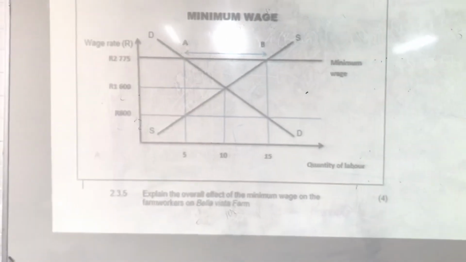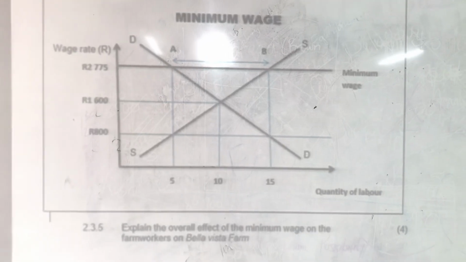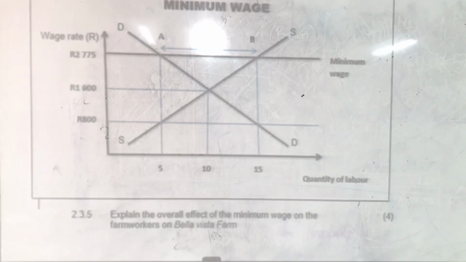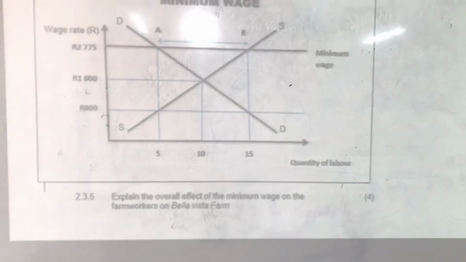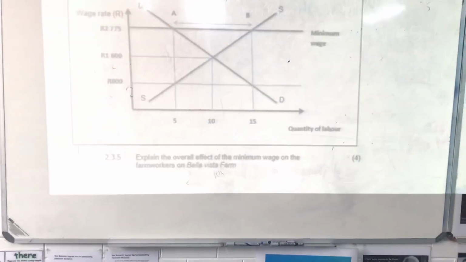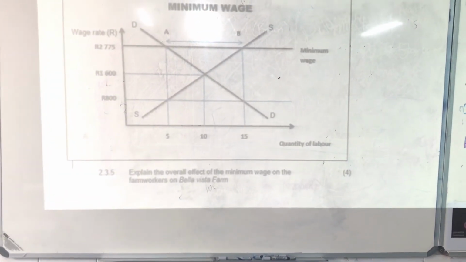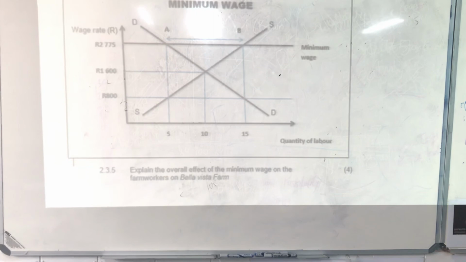And if you have a look at this graph here, you can tell me how many people are actually going to lose their jobs. That's right, 5, right? So for the 5 people that stay on, they get more money, increased standard of living. However, for the 5 people that don't, life is tough.